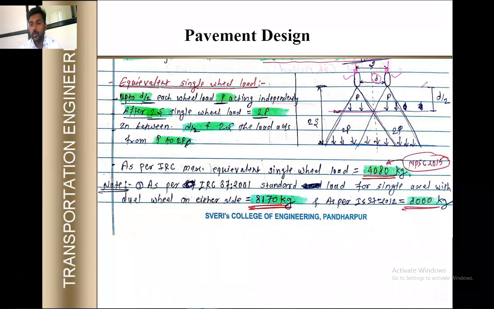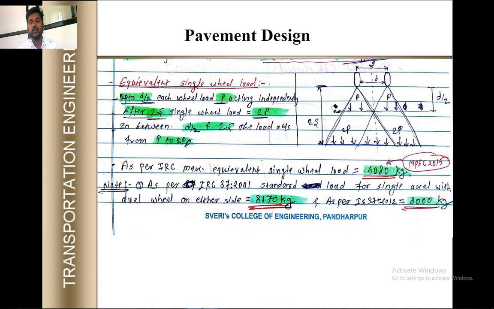When I go up to the depth d by 2, the pressure will be the same as p. See here, the pressure distribution is shown here. And as I go deeper, the pressure continuously goes on increasing. Then at the distance 2s, the pressure will become 2p. Okay. At the distance 2s, pressure will become 2p. See here, I will explain once again.